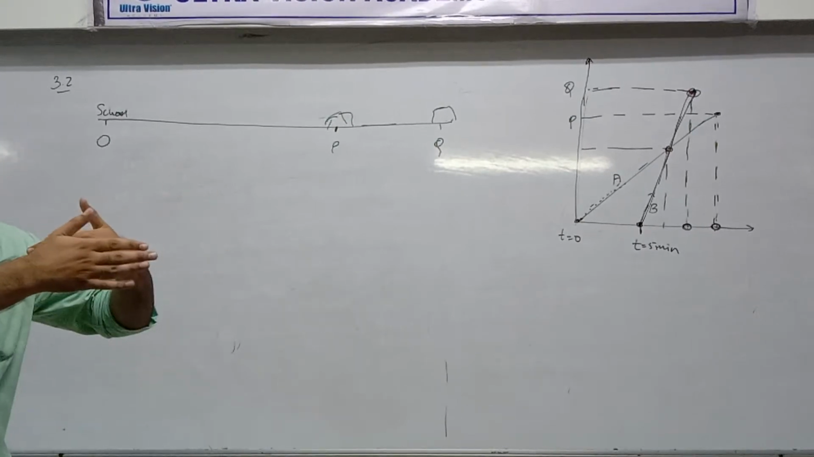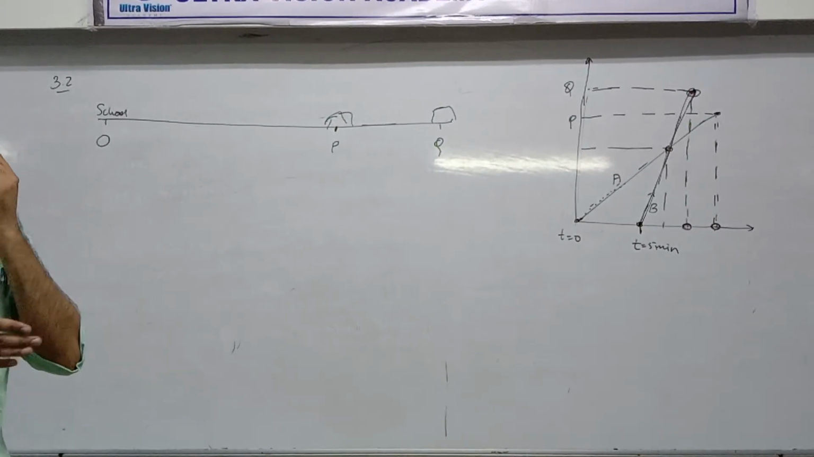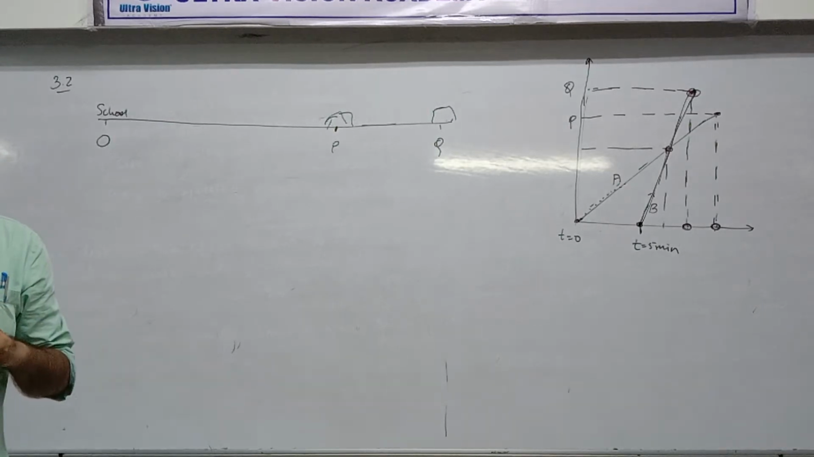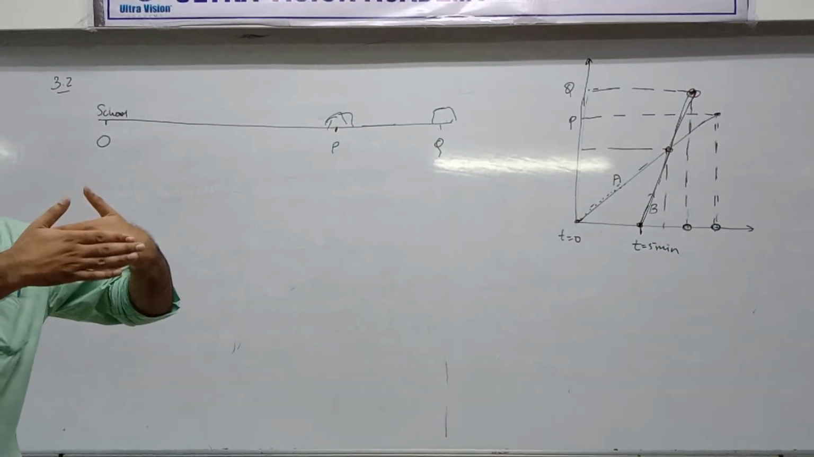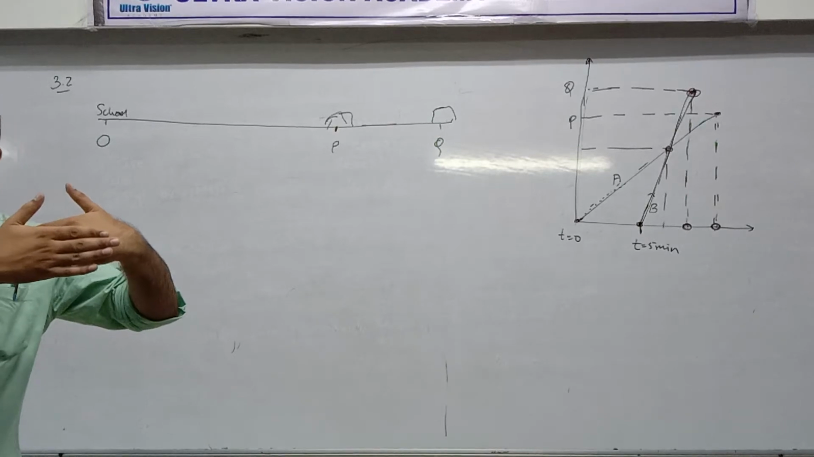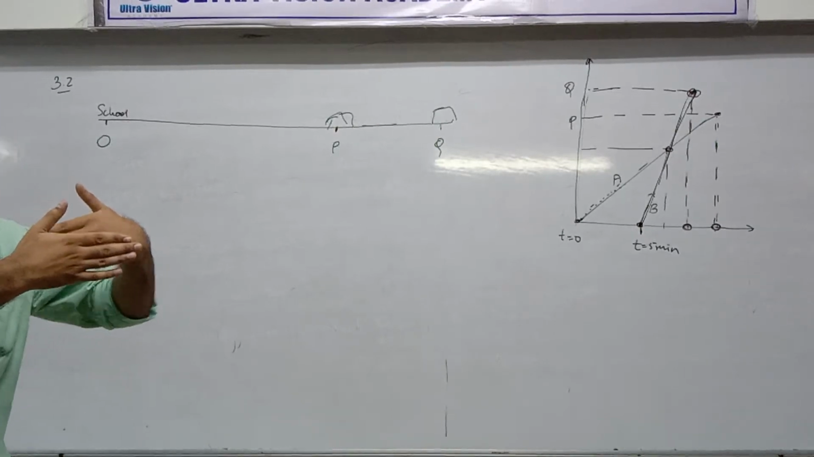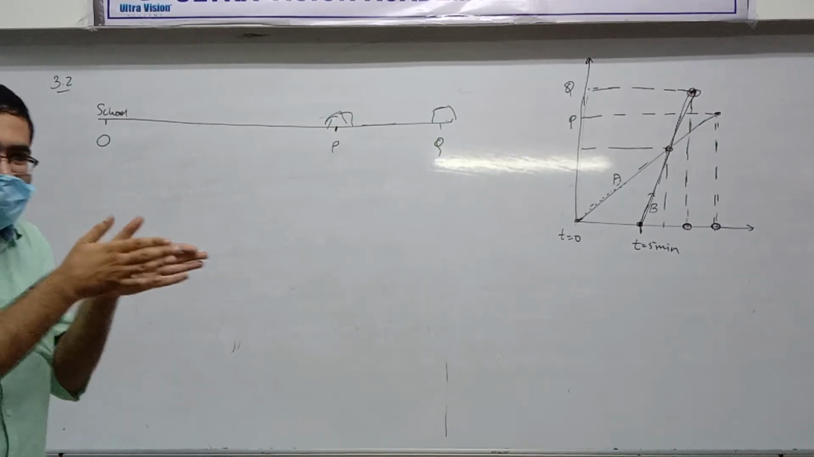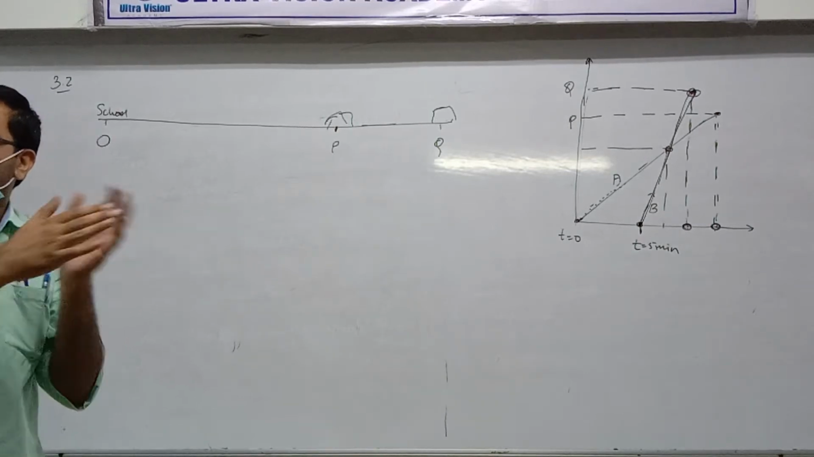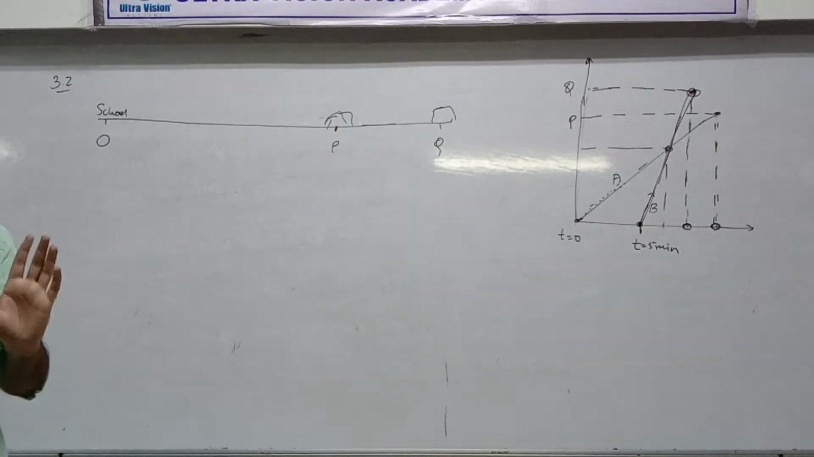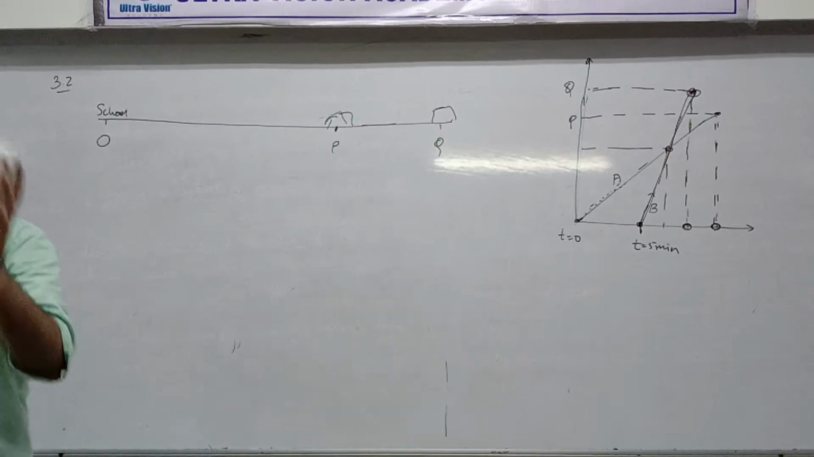This is called crossing. When do you say you crossed someone? When both are at the same position but moving in opposite directions, then you say you crossed it. And if both are at the same position and moving in the same direction, then we say overtake. Is that clear? Right? So that's how it works.